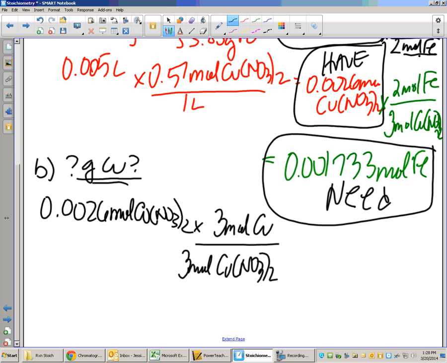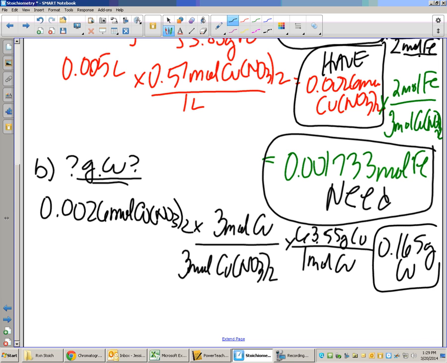Okay? And then now I want grams of that. So what's your next step? Molar mass, right. So 1 mole of copper is 63.55 grams of copper. And that gives me 0.165 grams of copper. This is general stuff. You were doing this yesterday. The hard part was to try to figure out who your LR is, who your limiting reagent is. So now you go moles to grams. That's your answer.